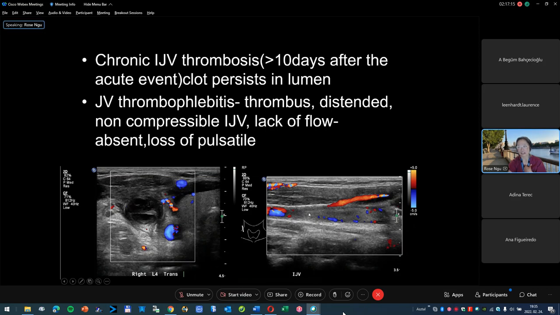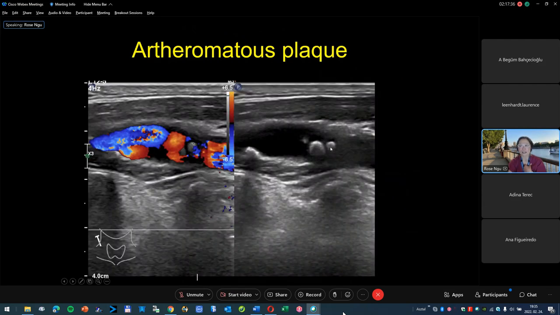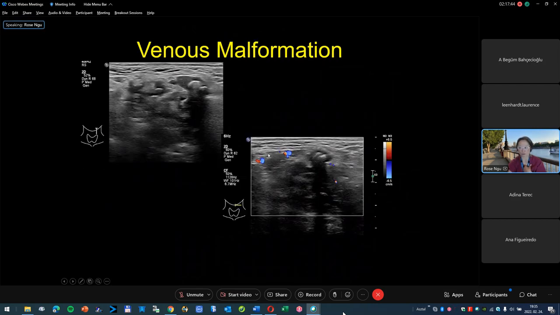Okay, and it's an urgent thing. You should always tell whoever referred you the patient that they have a clot in the IJV. This is thrombosis. Again, here you can see the solid component within the IJV, and here again longitudinally. This is common. You will see a traumatized plaque within the carotid, and you want to see a beautiful flow to make sure that there's no obstruction.